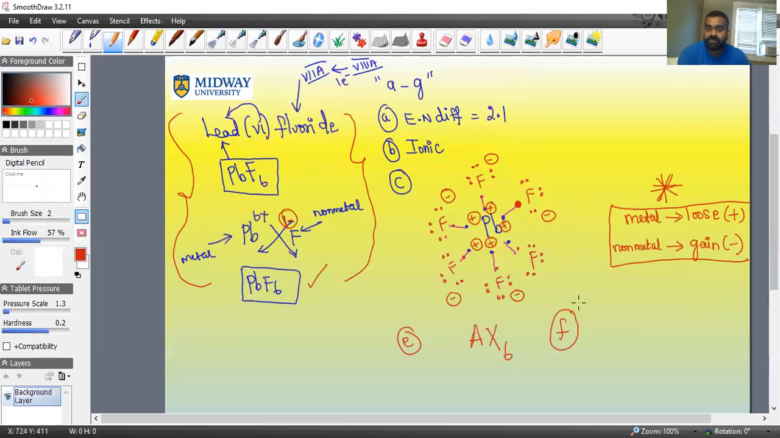Here's the question. Is this molecule polar or non-polar? Polar. Polar, why? Because it's ionic. Very good. Yay. I'll never forget that one again. That's how you do this.